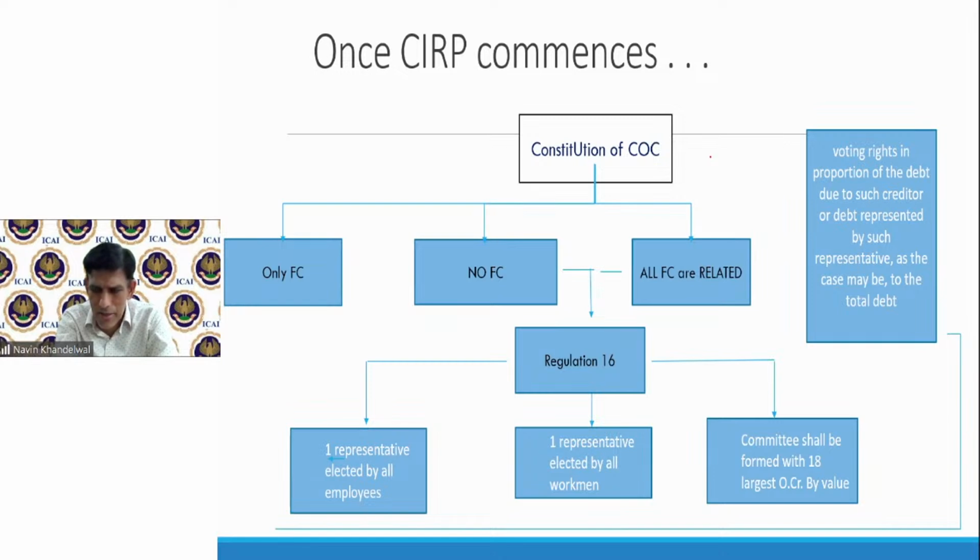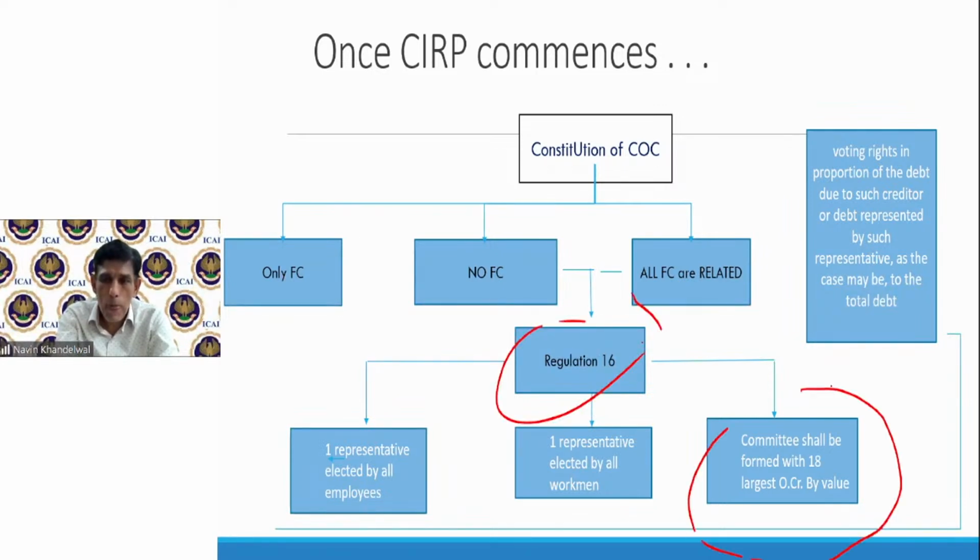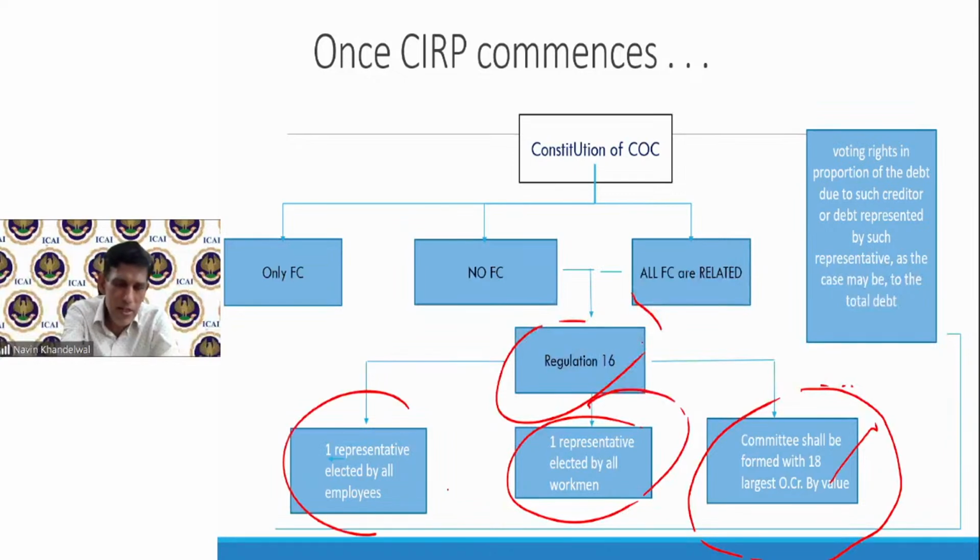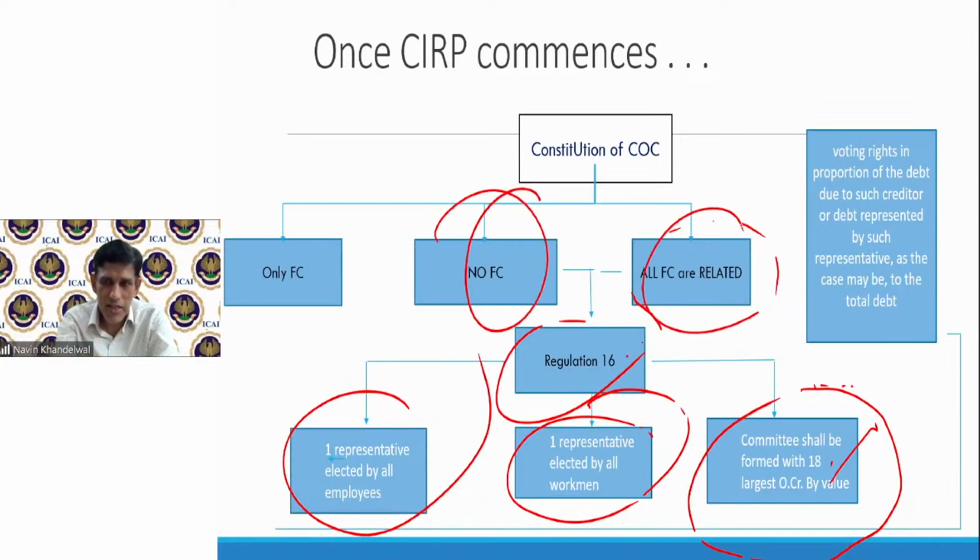Now, sir, can you tell us what is going to happen if there are no financial creditors? Or what if all financial creditors are related? What is going to happen in that case? So friends, in that case, remember, if there are no financial creditors, Regulation 16 says that the COC will be constituted of 18 operational creditors by value, one representative of workmen, one representative of employees. So there will be 18 operational creditors by value, one employee, one workman under Regulation 16 when there are no financial creditors or all financial creditors are related.